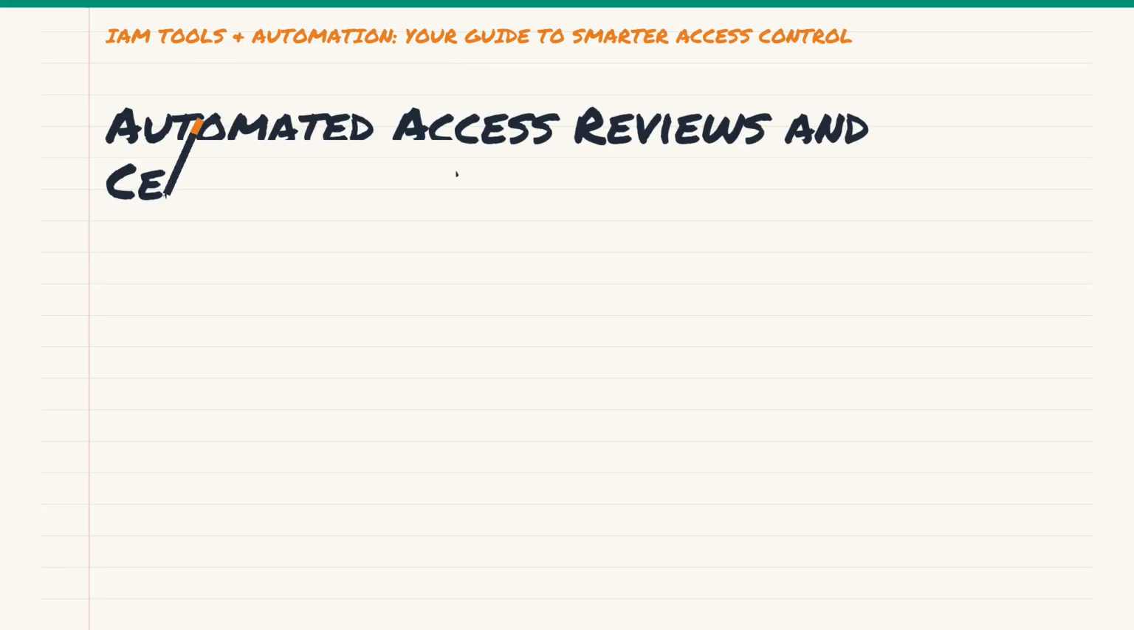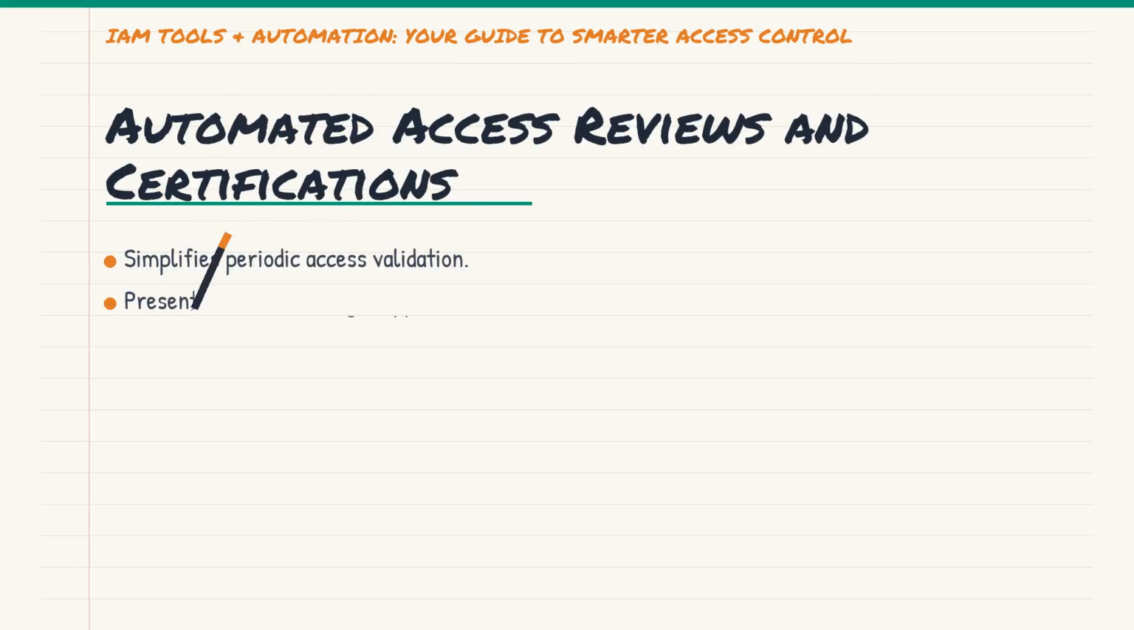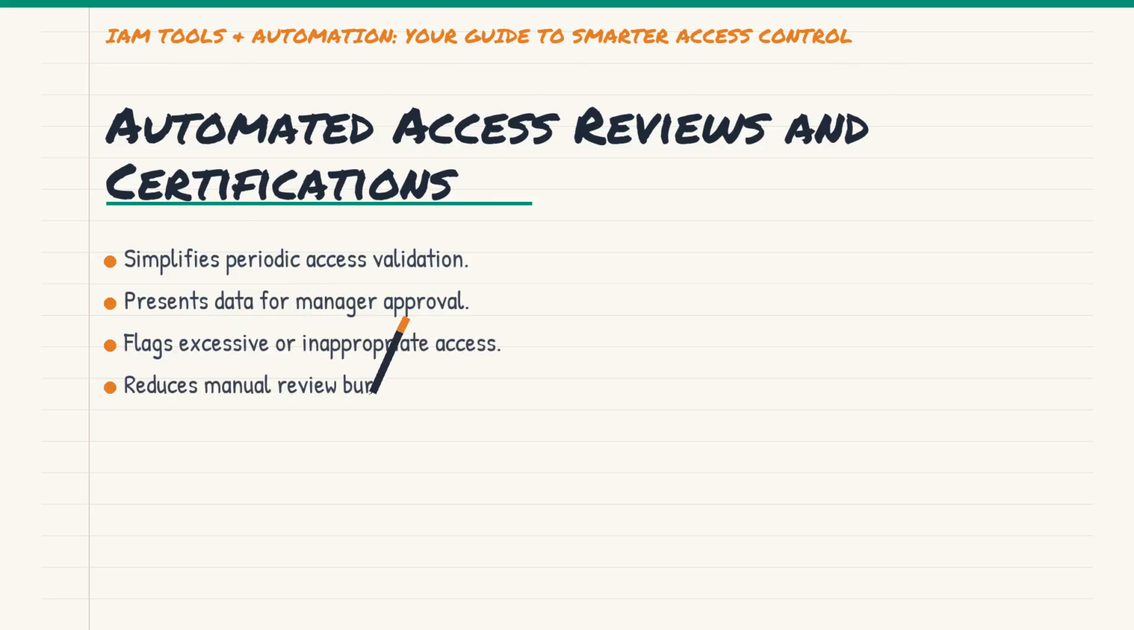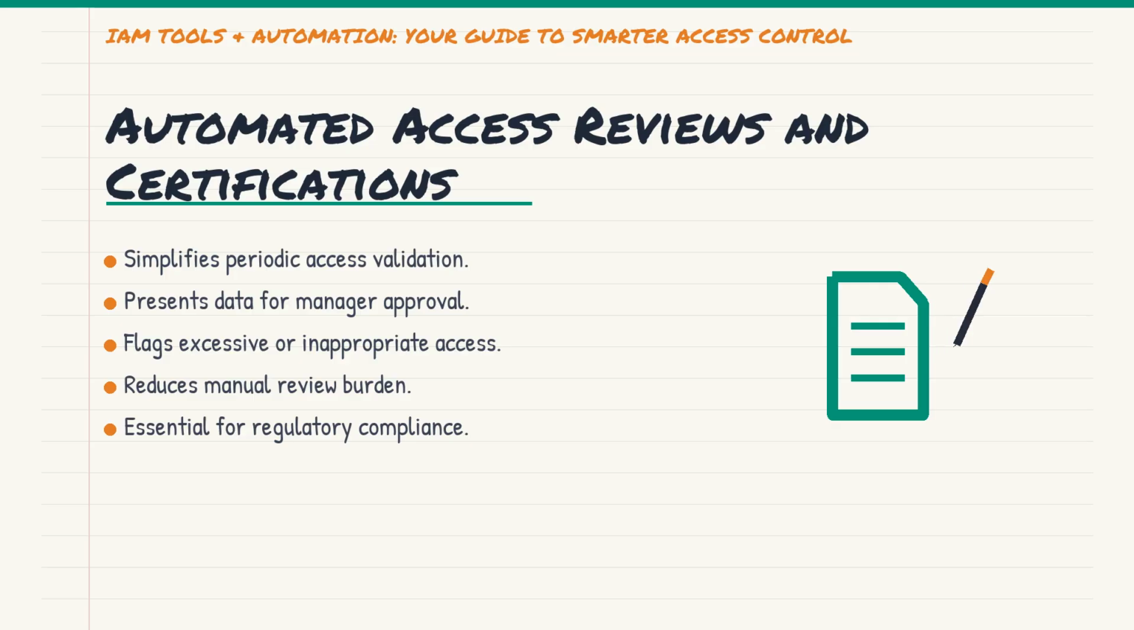We've discussed how users accumulate access over time, and often it's set it and forget it. Access reviews and certifications are the antidote. Automation here means systems can periodically present a reviewer, usually a manager or data owner, with a list of who has access to what, highlighting any unusual or potentially excessive permissions. The reviewer can then quickly approve or deny access. Tools can flag exceptions for further investigation, dramatically cutting down the manual effort involved in these critical compliance tasks.